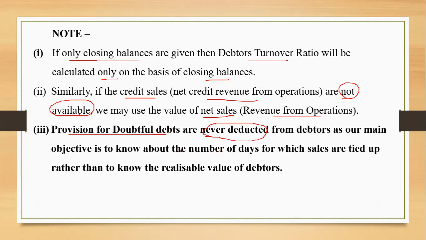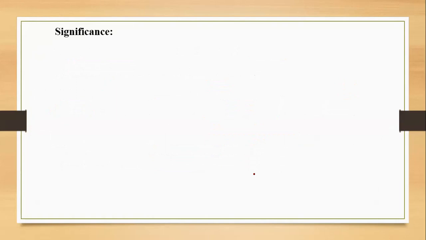Why so? Because the main objective is to know the number of days for which the sales are tied up, rather than to know the realizable value from debtors. There it was current assets, so we used to deduct, as we wanted to see how much current asset we have. But here it is not so. We just want the turnover ratio, so we are not going to deduct this provision for doubtful debts here.